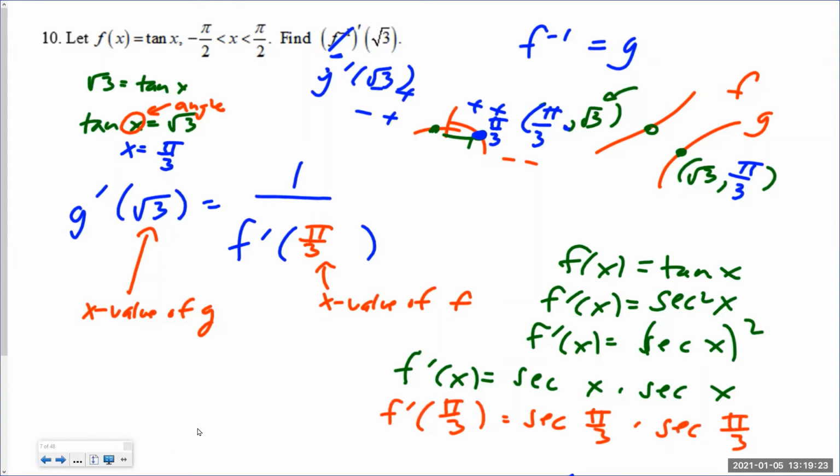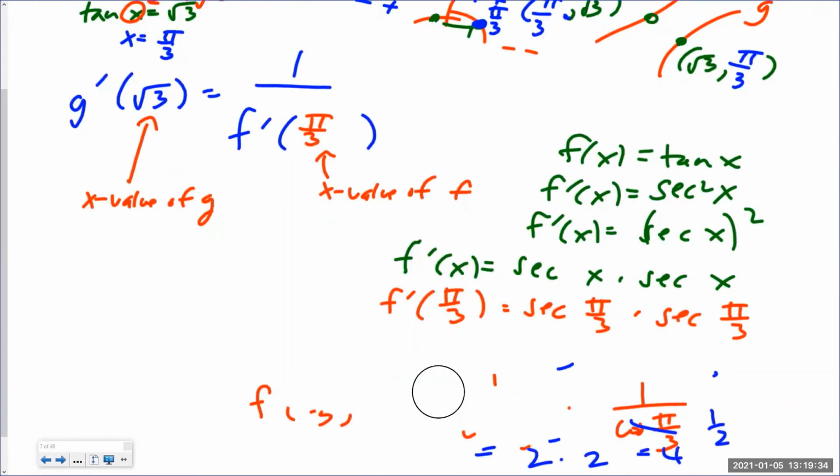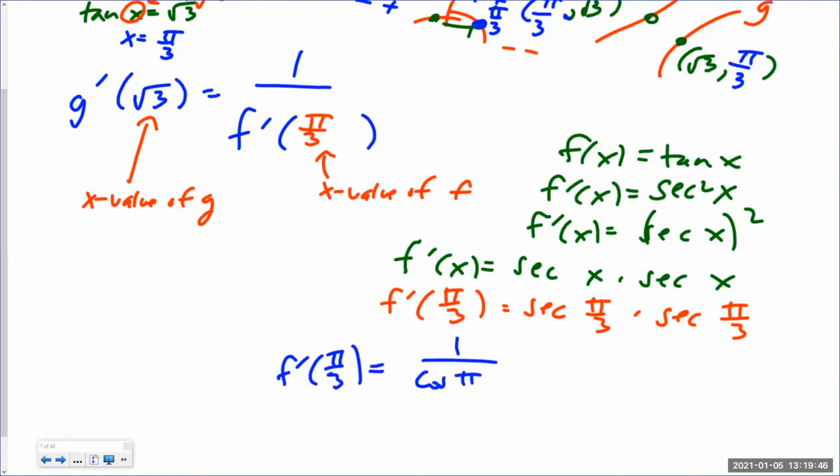How in the world can I figure out what secant pi over 3 is? That's not on the unit circle. What is secant related to? Secant is 1 over what? Cosine. Very good. Secant is 1 over cosine. Okay, that's a definition of secant. So f prime of pi over 3 is equal to 1 over cosine of pi over 3 times 1 over cosine of pi over 3. You have to change it to cosine because nobody knows what secant of pi over 3 is. Okay, but you know secant is 1 over cosine.